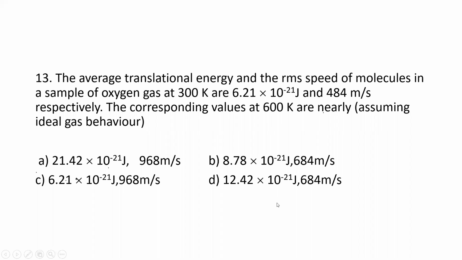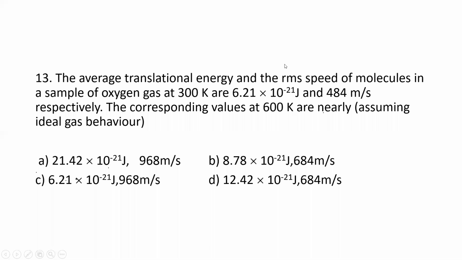Next question. The average translational energy and the RMS speed of molecules in a sample of oxygen gas at 300 Kelvin are: at the temperature of 300 Kelvin for oxygen, the average translational energy is 6.21 × 10^-21 joules. The RMS speed is 484 meters per second. The corresponding values at 600 Kelvin are nearly? We need to calculate at 600 Kelvin the value of RMS velocity and the translational energy of the molecule.